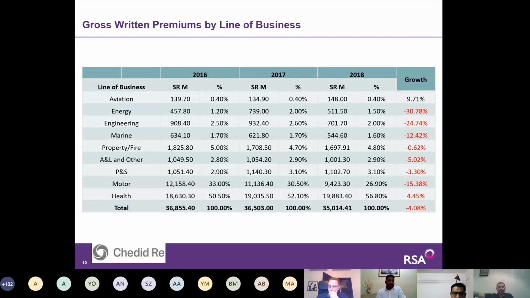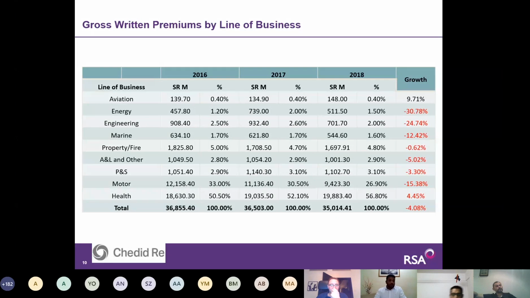Next is the motor, and as we discussed, motor and health are the ones generating the maximum premium to the gross written premiums of the KSA market. In 2016, as you can see, it is 12.15 billion, which is 33% of the gross written premium in the market in 2016, and in 2017 it's 11.13 billion, which is 30.5% of the gross written premium, and that is reduced to 9.4 billion in 2018, which is 26.9% of the written premium in the market. So which is also showing a negative growth of 15.38%.